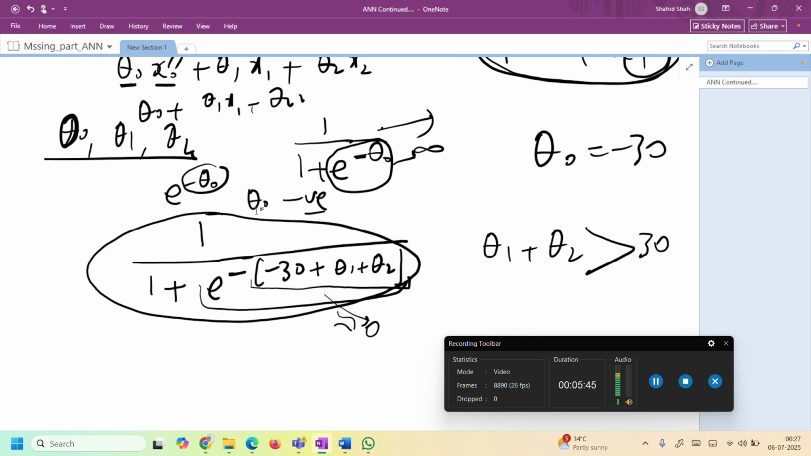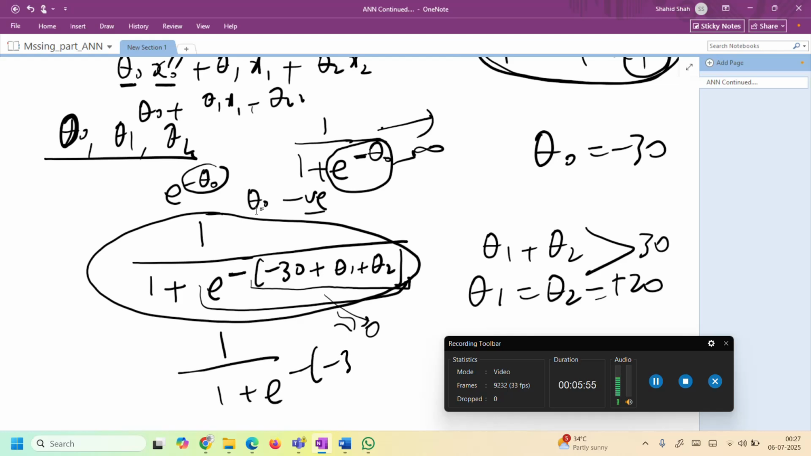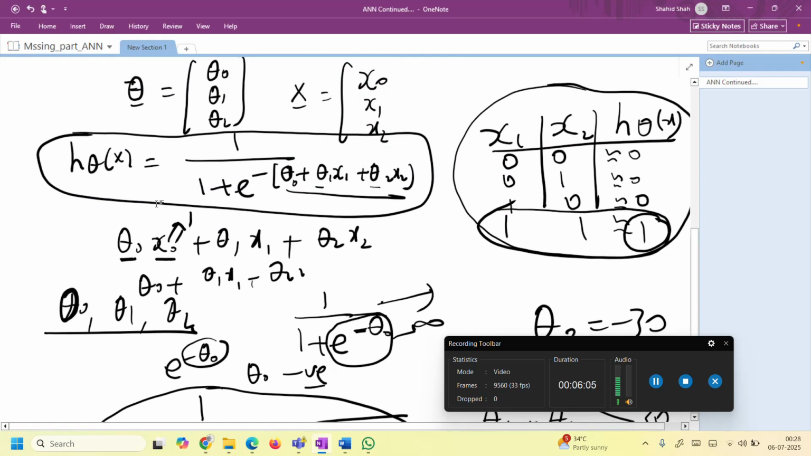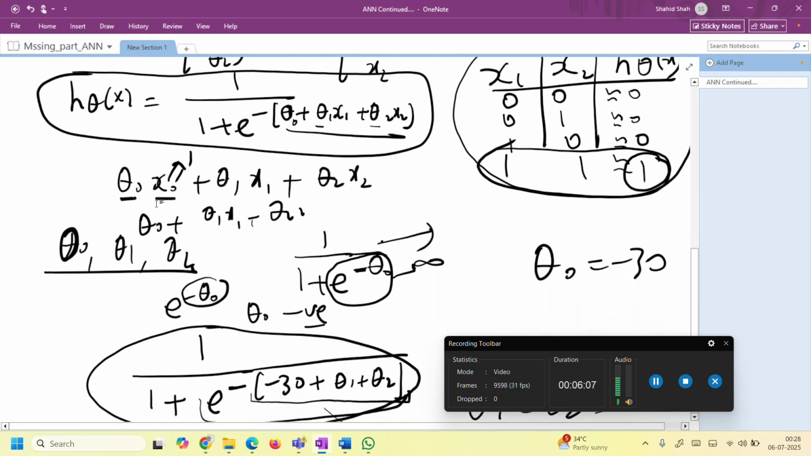So we choose theta 1 and theta 2. Suppose we choose theta 1 equal to theta 2 equal to plus 20, so that this becomes 1 divided by 1 plus e to the power minus 30 plus 40, which becomes 1 divided by 1 plus e to the power minus 10. E to the power minus 10 is very small, we can neglect it, hence it is nearly equal to 1. And then you check other values.